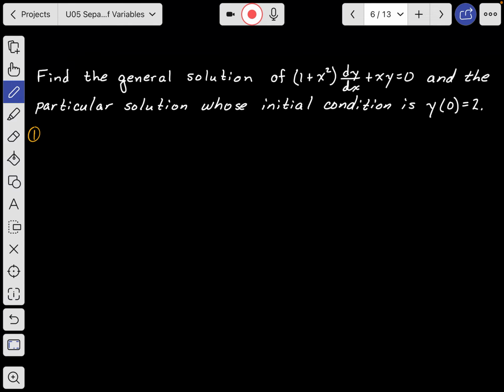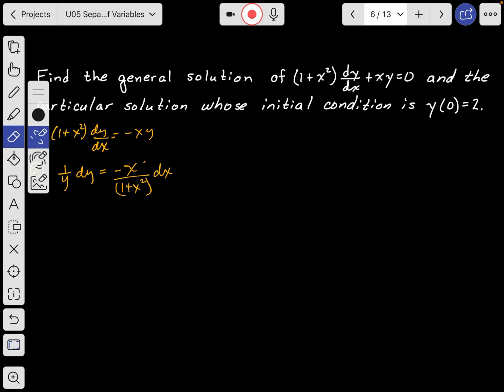And, well, let me go ahead and start. 1 plus x squared. My first step is to go ahead and move that xy to the right. And then I can divide. Okay, so now I can see my process here. I'm going to divide by y, and I will leave the x there and divide by the 1 plus x squared and multiply by the dx. So I think I've separated them. Just make sure.